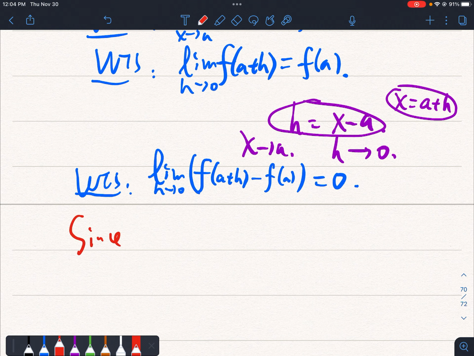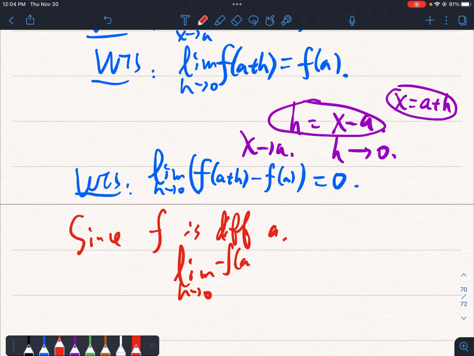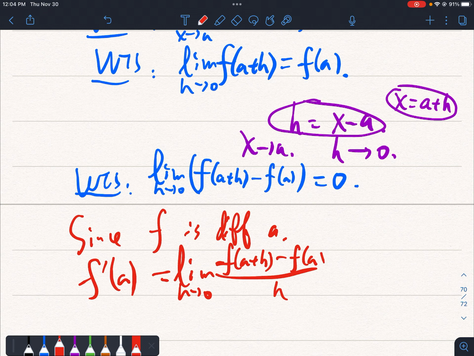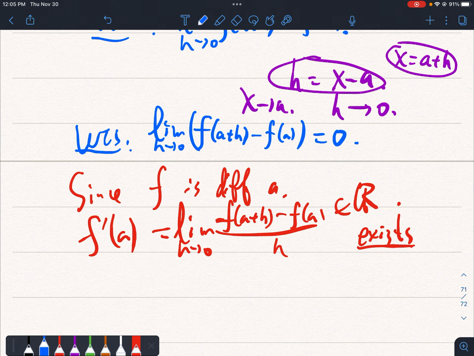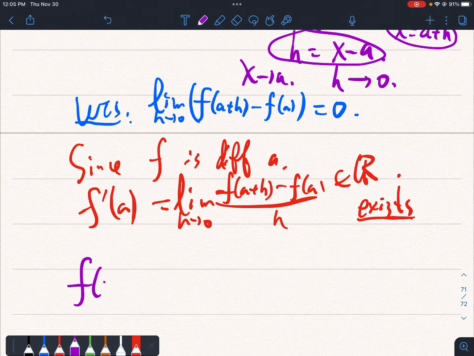And then, what does it mean for f to be differentiable at a? Now we can really start this question. Since f is differentiable at a, we have that the limit as h approaches 0 of f of a plus h minus f of a divided by h exists. It is equal to some f prime of a, and it is some real number. And then we're asked to find what the limit of this term is.